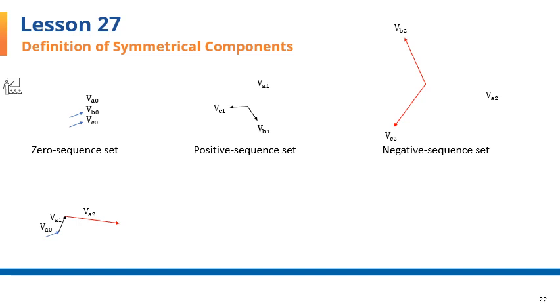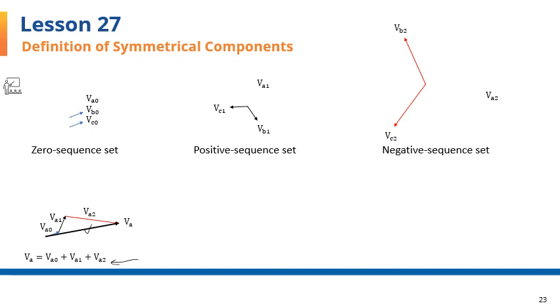Now if I connect the starting point of VA0 to the ending point of VA2, that'll give me the sum of the three, which I'll call VA. And here's the sum graphically. And here's the sum as an equation.